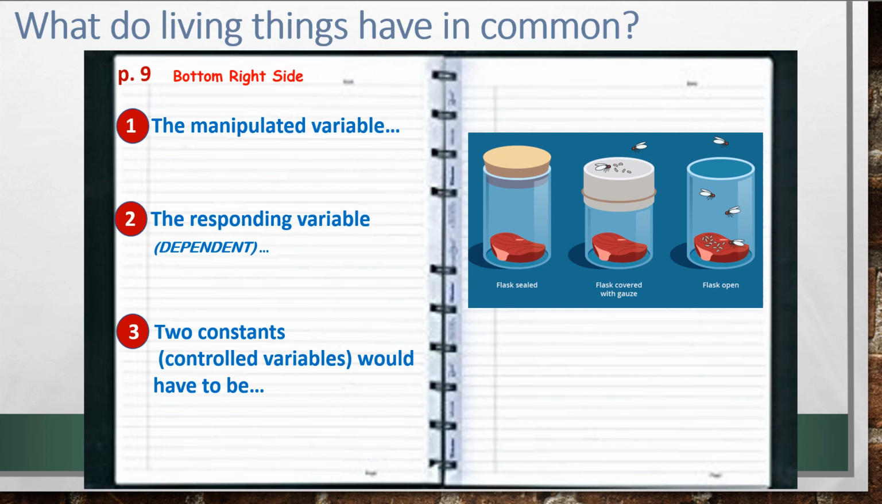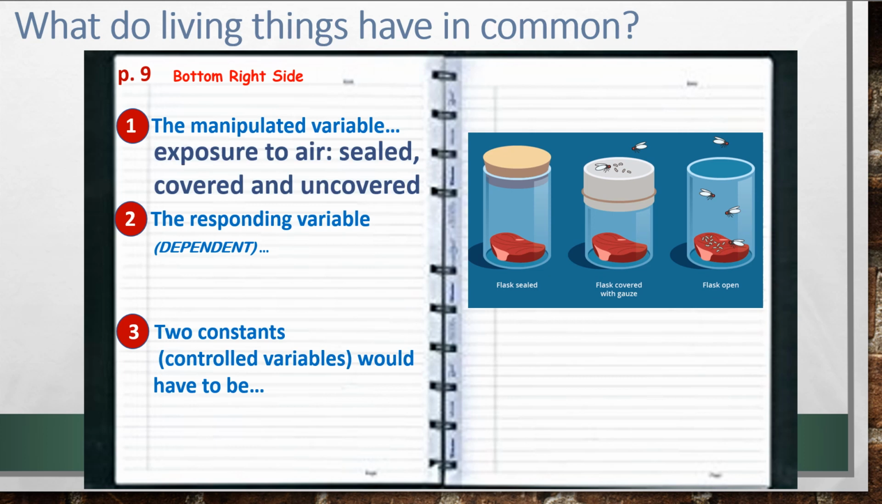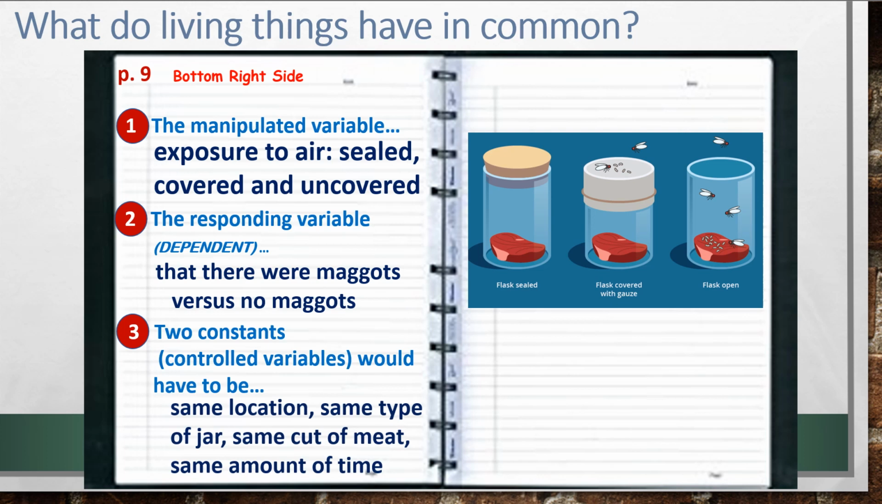So then we looked at answering these questions. In that example, the manipulated variable was what? That's the exposure to air. It was either sealed, covered, or uncovered. The responding variable, or the dependent, was, are there maggots at the end or are there not maggots at the end? And then the third question is, what are 2 constants? I gave you several different ones, but you need to write down 2 of them in your note packet. Same location, same type of jar, same kind of meat, same amount of time.